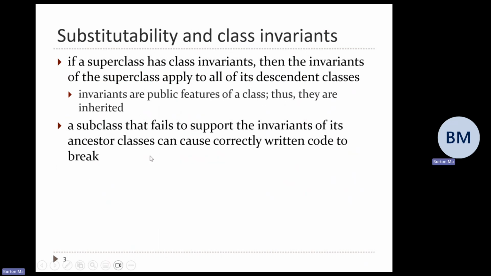If your subclass fails to support the invariant of the superclass or of its ancestor classes, then anybody who wrote code using only the ancestor class contracts can no longer guarantee that code is correct.